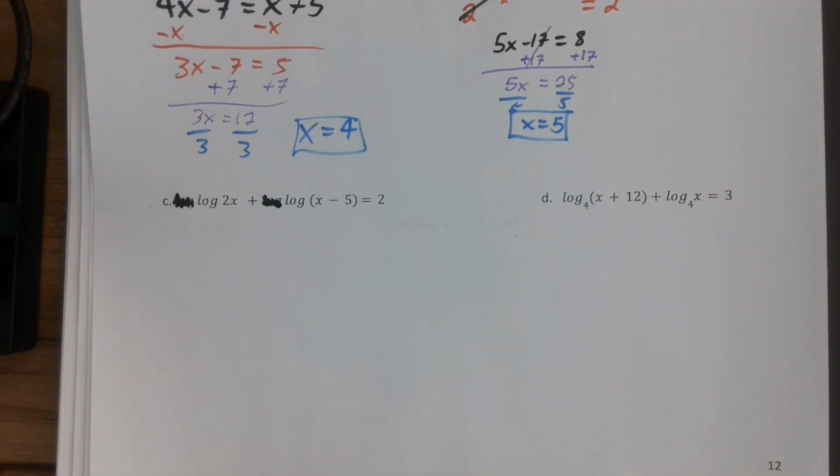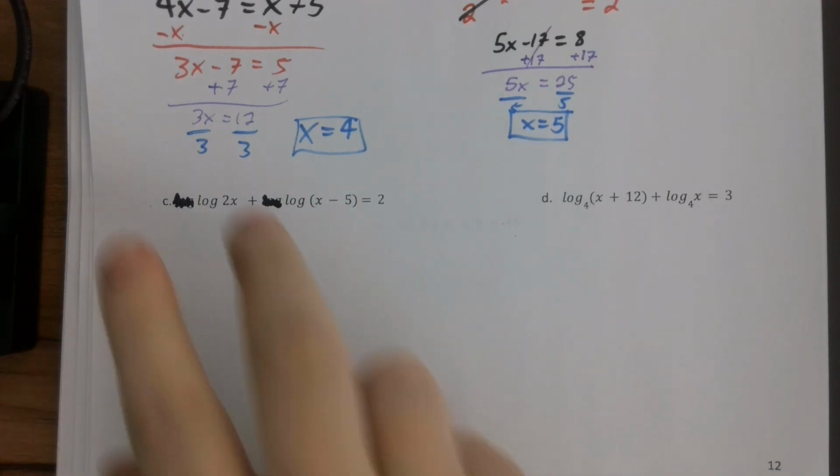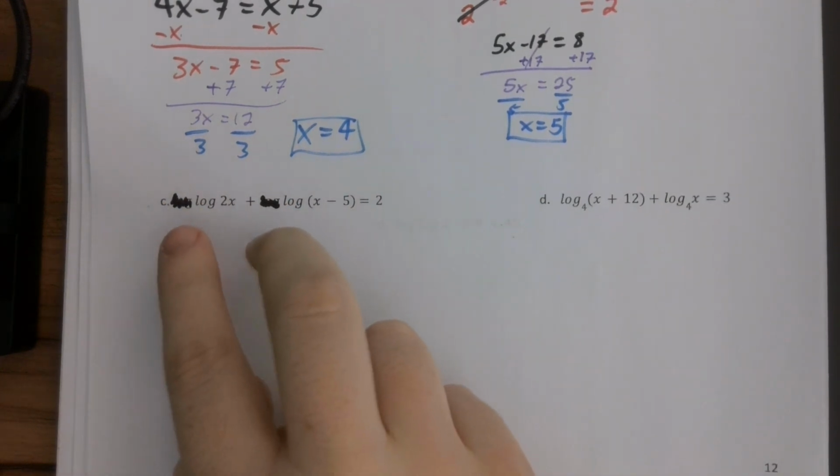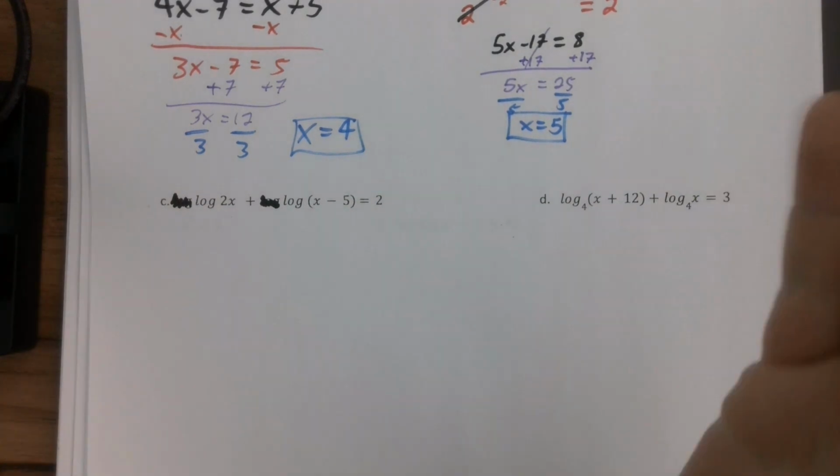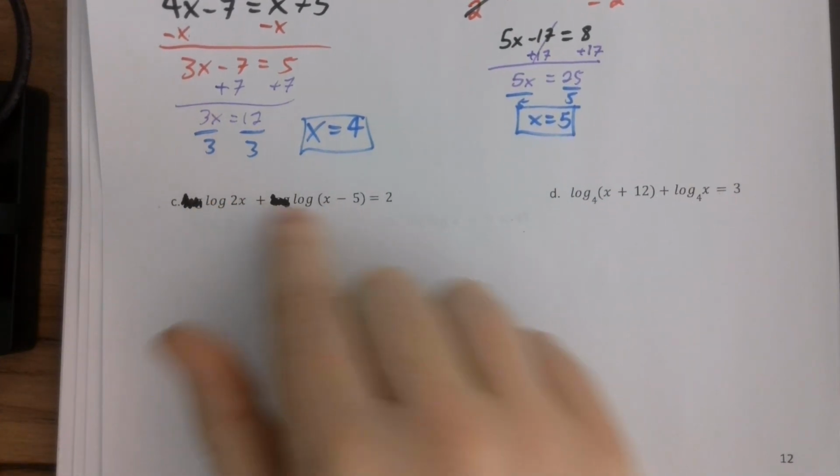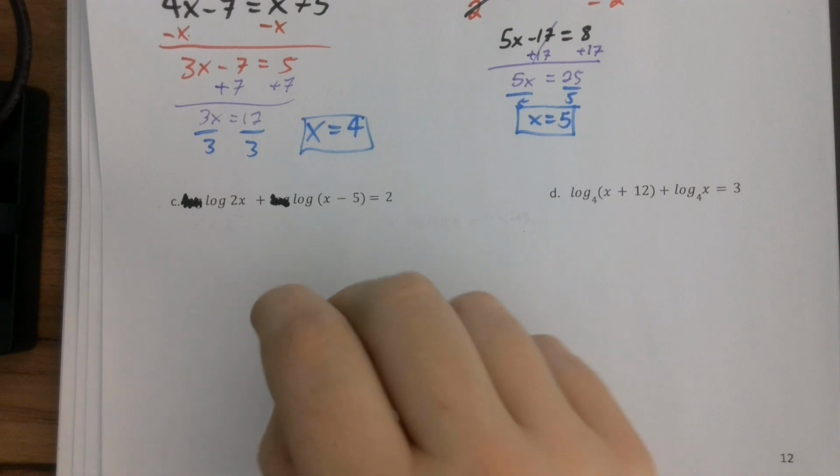Log base 10 of 2x plus log base 10 of x minus 5 equals 2. Oh, now this is interesting. We have two logarithms being added together. So we can't just take everything to the 10 and take it to the power of these. We need to be clever.